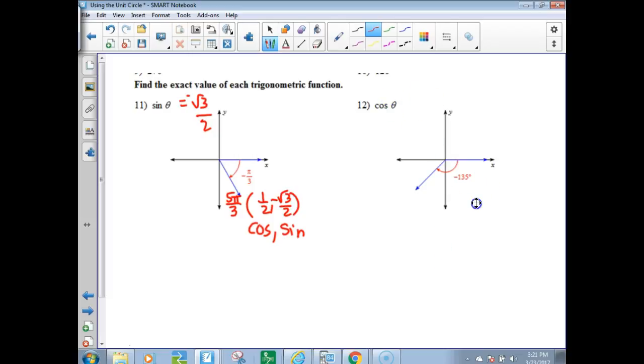Cosine of theta at negative 135. Well, that's a reference of 45 degrees. The point there is the square root of 2 over 2, the square root of 2 over 2, and they're both negative. So what's the cosine? Negative root 2 over 2.